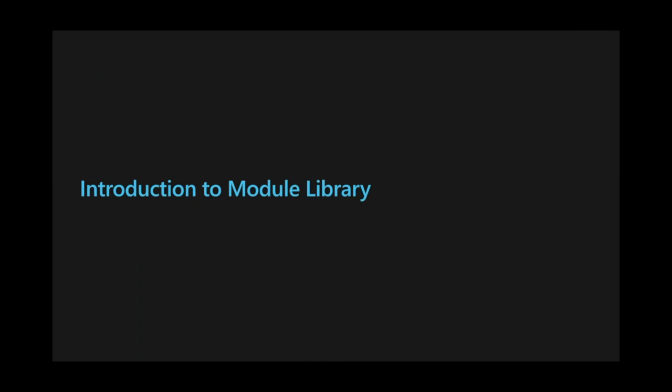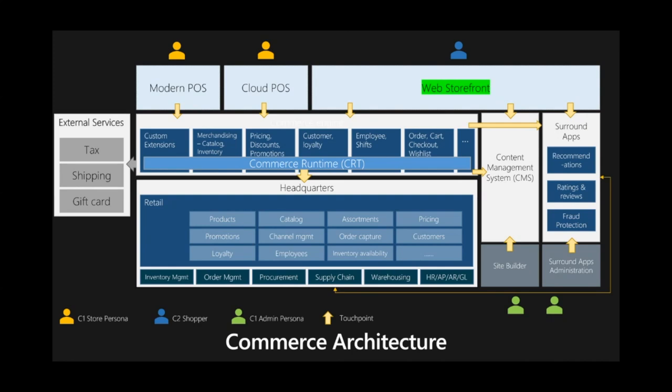So let's start with an introduction. In order to understand the big picture, I'm going to start with the commerce architecture. Let's have a high level overview of commerce architecture and see how and where the module library fits into this equation. Many of you are familiar with it. We have headquarters, which is where all the products, pricing, discounts, inventory, etc. are configured. This is the one place where all your information for your channels is powered from. And then you have the commerce runtime, which is basically the commerce engine and the API engine. This is your central point of integration for all the business logic across commerce, and it powers all the channels from POS to e-commerce.